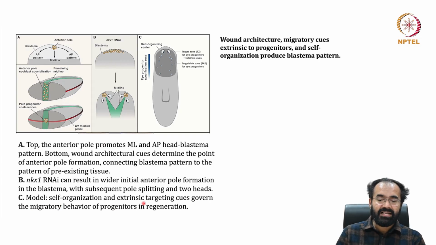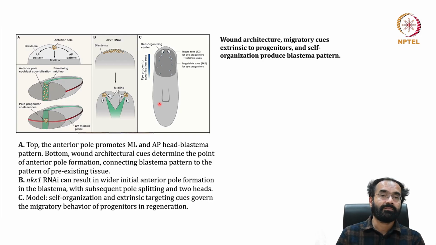Self-organizing and extrinsic targeting cues govern the migratory behavior of the progenitors. So progenitors are waiting for the migration and they are just waiting for the proper PCG expression. But the PCG expression in turn depends on the muscles, and the muscle quality depends on the nature of their housekeeping genes such as MyoD or NKX1, which decide whether a muscle remains as muscle.